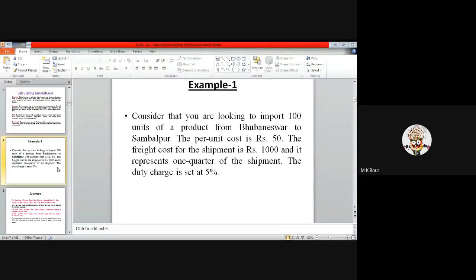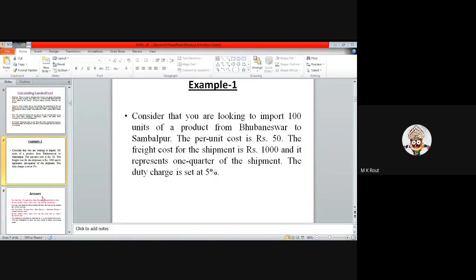Suppose you have to shift 100 products from Bhubaneswar to Sambalpur. The cost of each product is 50 rupees, that is, your per unit cost is 50 rupees. The freight cost for the shipment is 1000 rupees, and this product represents 1/4 of the shipment. And the duty charge is set at 5%.